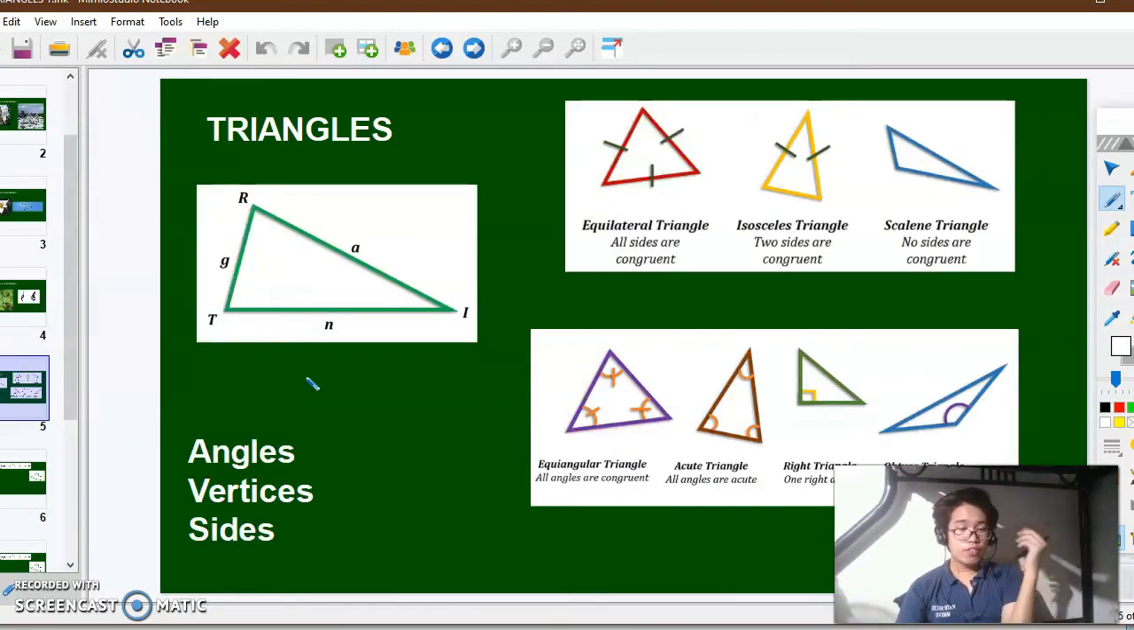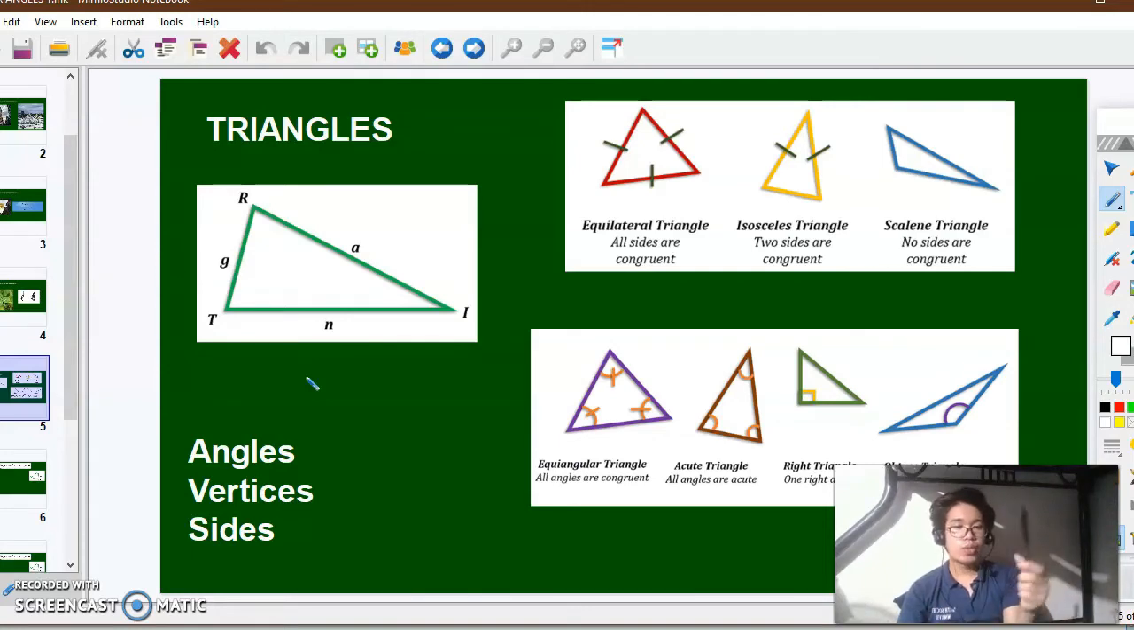Formally defined, a triangle is a three-sided polygon that has three vertices and three sides. We can call this triangle TRI, or triangle IRT, or triangle ITR, whatever you may choose. It also has three vertices, point T, point R, and point I. It also has three sides, side TR, side RI, and side IT.